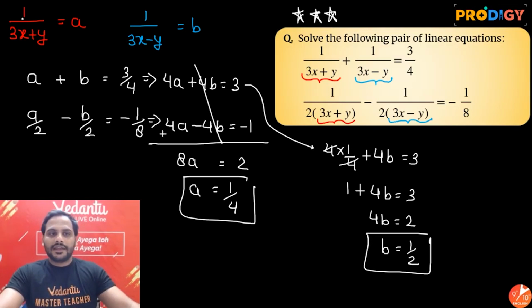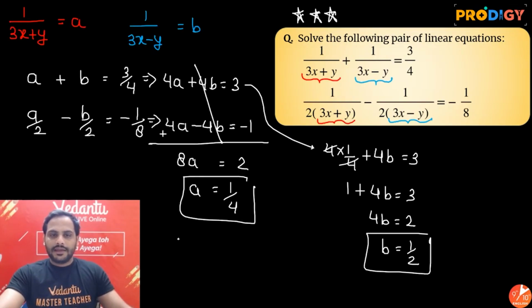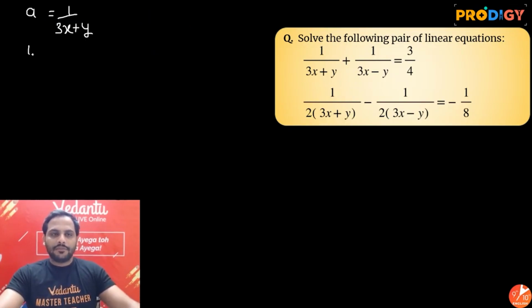What is a beta? A is 1 upon 3x plus y. So I got to know that a is equal to 1 upon 3x plus y, and I have got a as 1 by 4. So I can say 1 upon 3x plus y will be equal to 1 by 4. Yes or no? A is 1 by 4 only. Okay? So from this, if I reciprocate, I have got one more equation, 3x plus y is equal to 4.